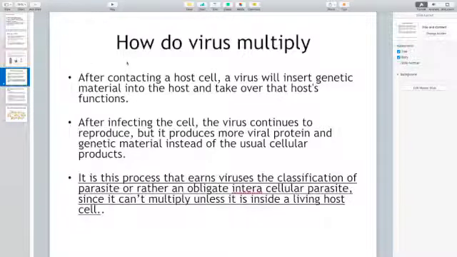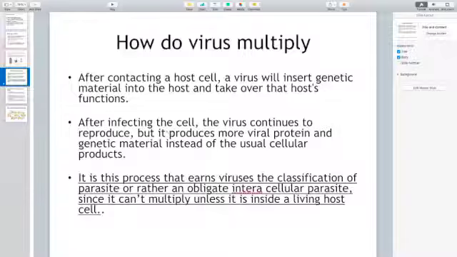How do viruses multiply? Since they're not alive, they don't have any metabolism, so how do they reproduce themselves? This is how it works. After contacting a host cell, the virus inserts its genetic material into the host cell and takes over that host cell's function. The entire metabolic machinery of the host cell now only serves the virus.